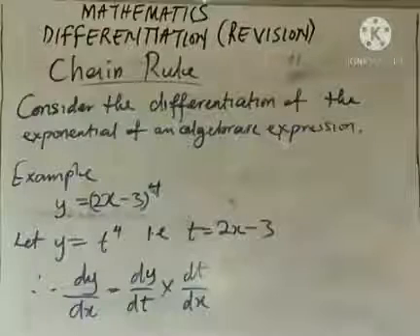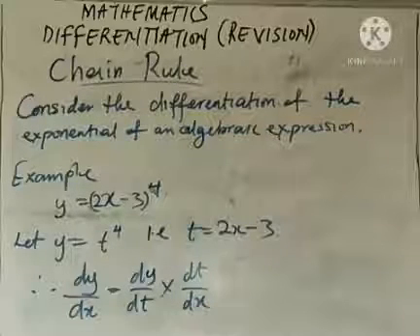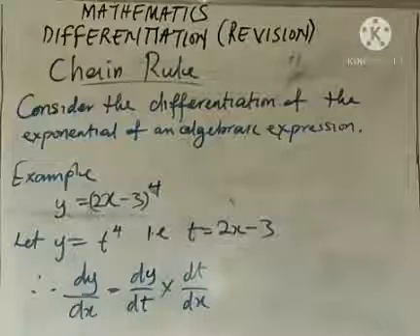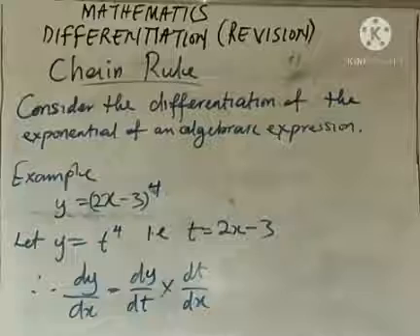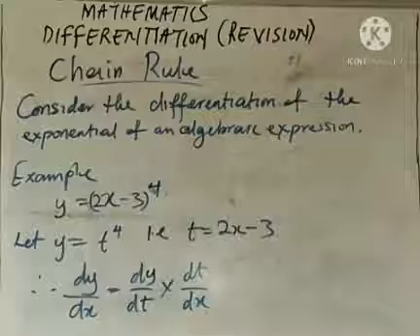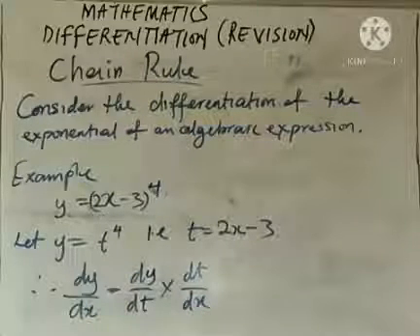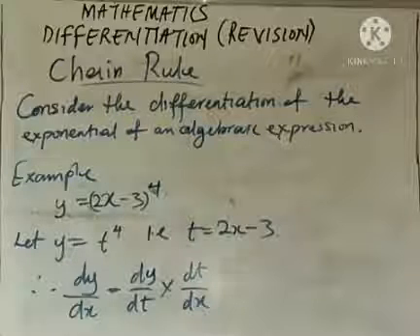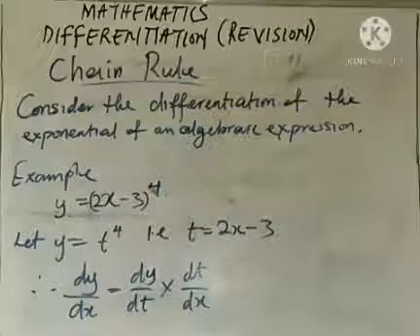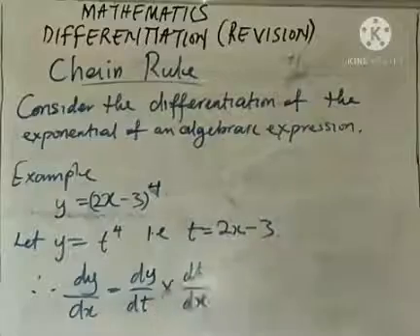So, chain rule. Here let's consider the differentiation of the exponential of an algebraic expression. Taking for example, if y equals 2x minus 3 all raised to power 4. Let's consider our 2x minus 3 to be a value t, so that our y can be taken as t raised to power 4. So the differentiation of y, that is dy/dx, will be taken as dy/dt times dt/dx. What do we mean by this? Let's try to explain that explicitly.